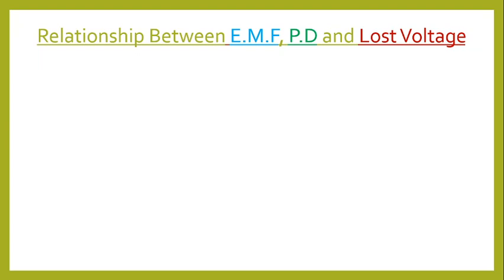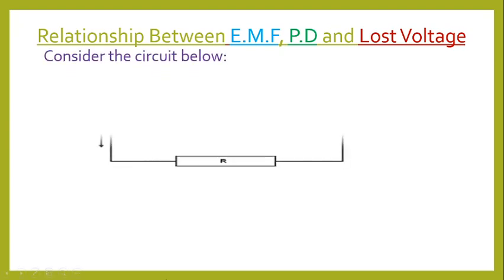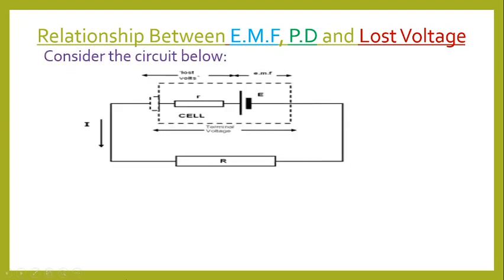So we are going to state the equation that connects electromotive force, potential difference, and lost voltage. That's what we are going to look into. To understand this one, consider the circuit that we have below. If you look at the circuit I'm having here, it contains a battery as well as an external load, which is in a closed circuit.